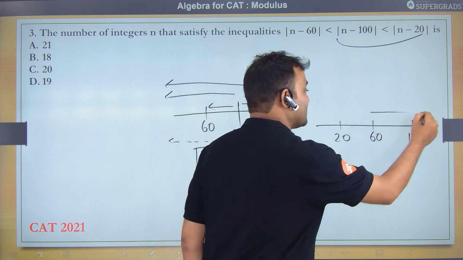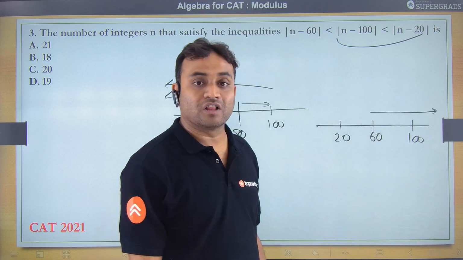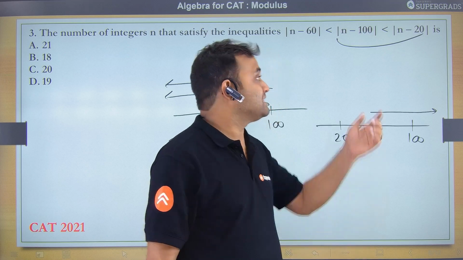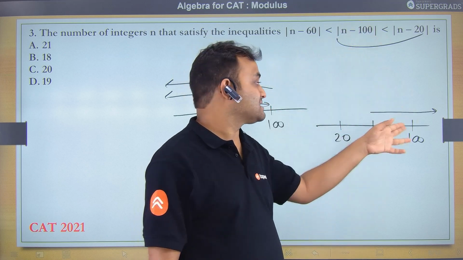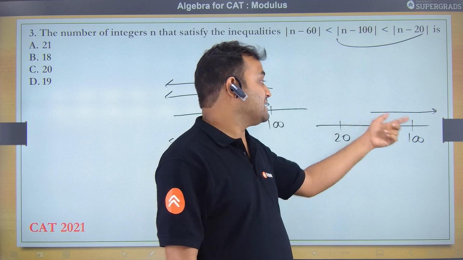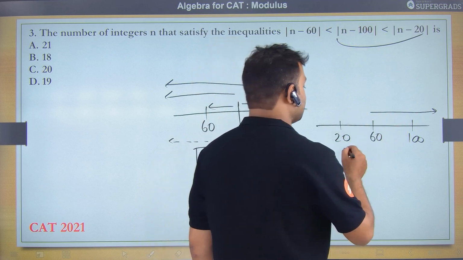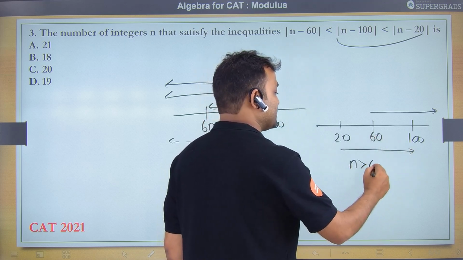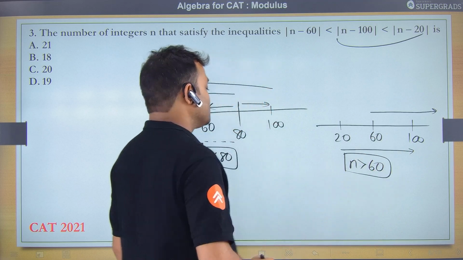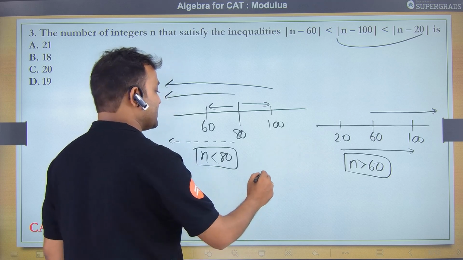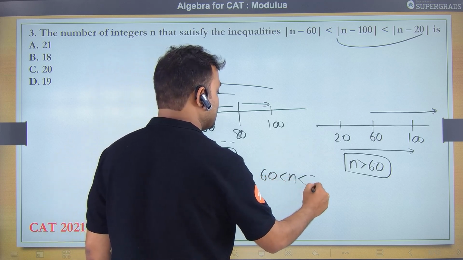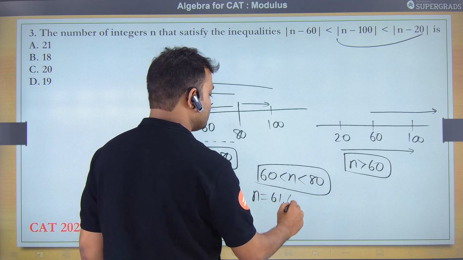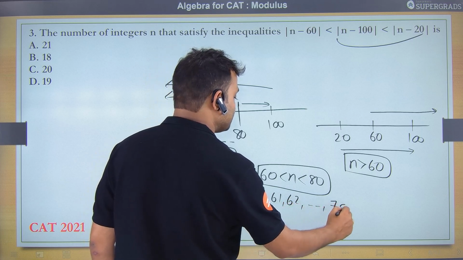Definitely towards 100. If you move towards 100, all the values of n that we take more than 60 will satisfy this inequality. In that case, the distance between n and 100 will be lesser than the distance between n and 20. So we can say n should be greater than 60. Taking this inequality and this inequality, we get n greater than 60 and less than 80. So n will be equal to 61, 62 up to 79.